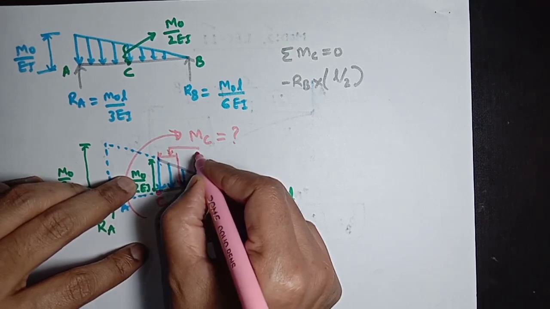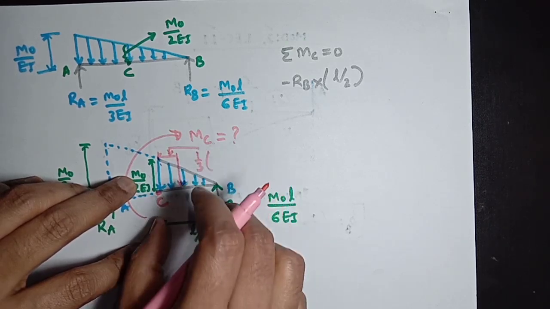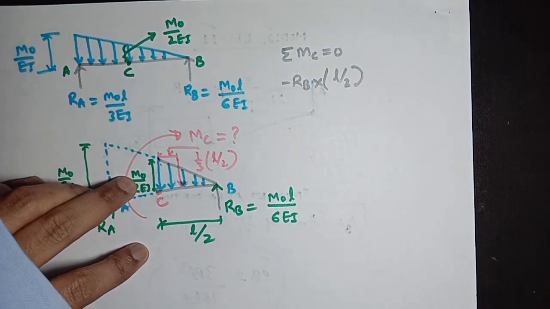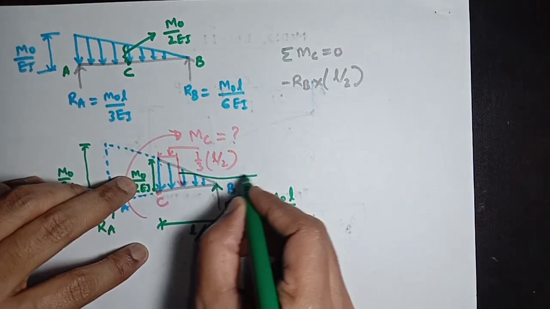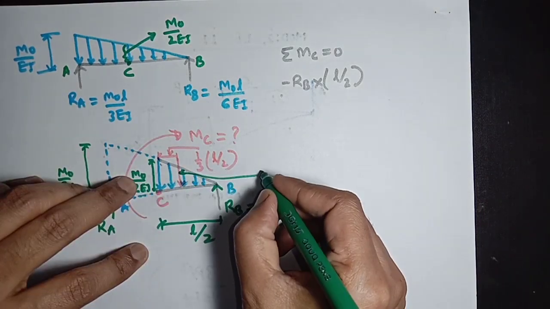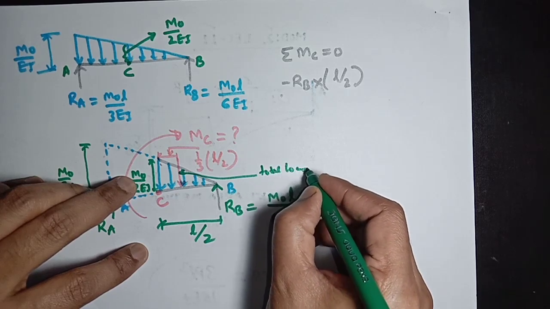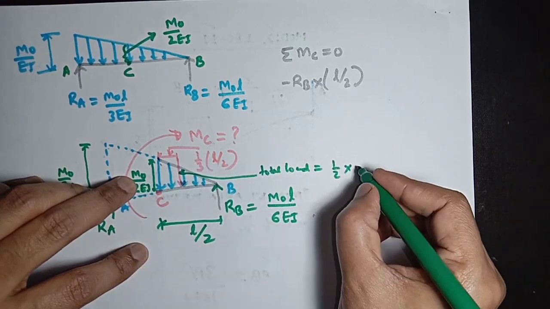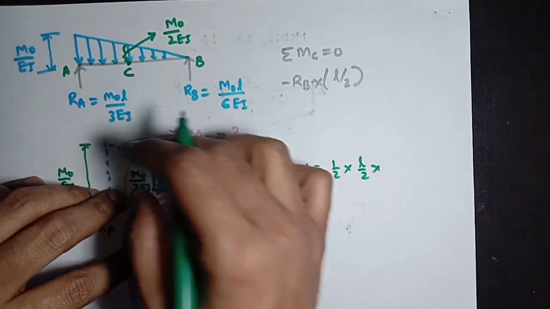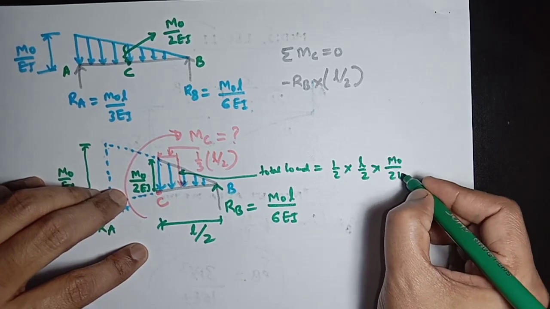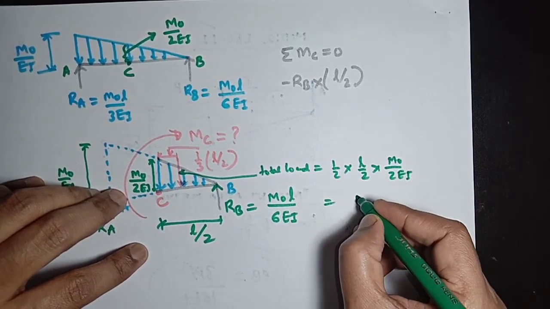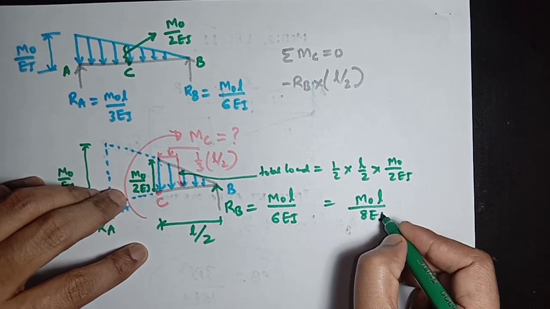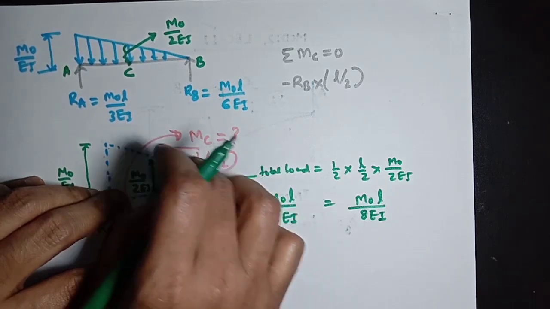This length will be 1/3 of this length, which is L by 2. This is the total load, and the total load will be the area of this triangle. The area will be half into L by 2 multiplying with this height, M0 divided by twice EI. So it will be M0L divided by 8 EI.